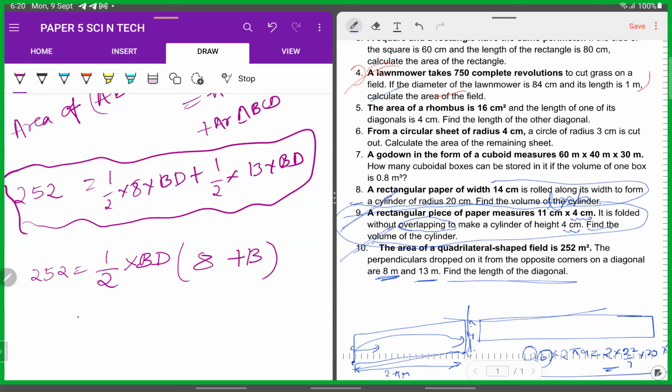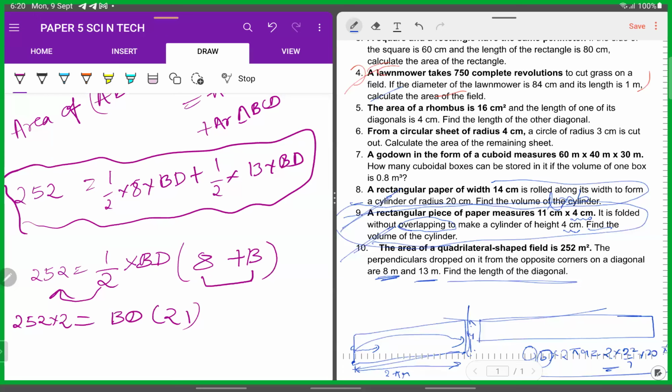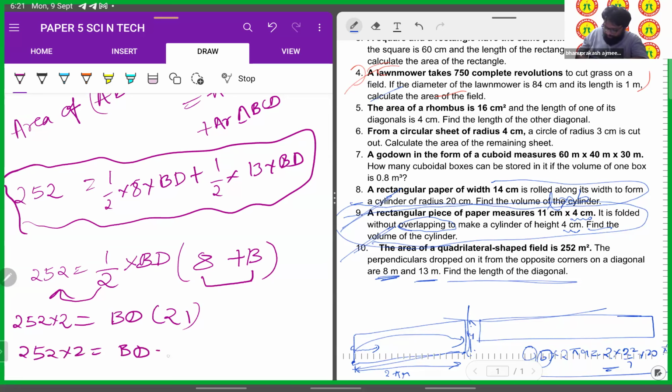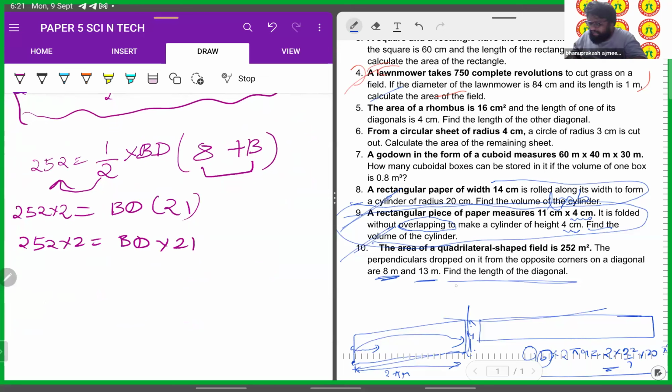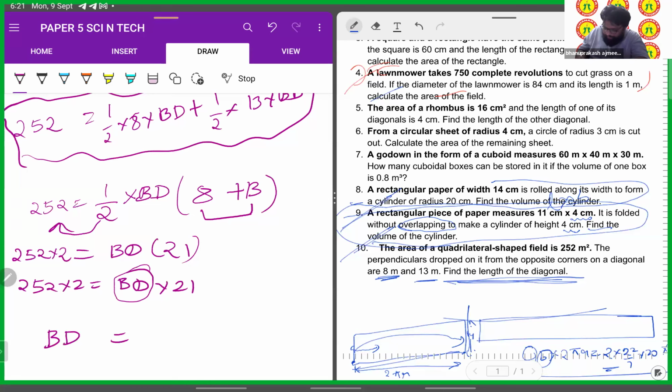So further, I am sending this half towards the left-hand side. So 252 into 2 will be equal to BD into 8 plus 13, which is 21. Any confusion in this? Any doubt? So now my biggest question is 252 into 2 is equal to BD into 21. What are they asking? Find the length of the diagonal. Is BD not the length of the diagonal? Yes, it is. So I am making BD the subject: BD will be equal to 252 into 2 by 21.